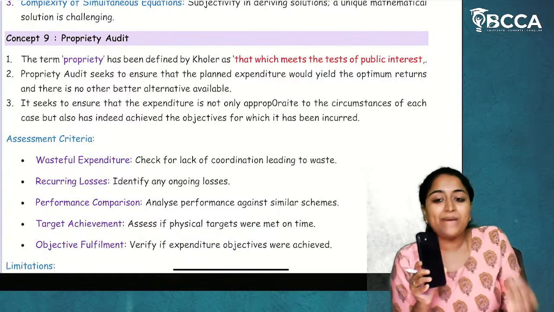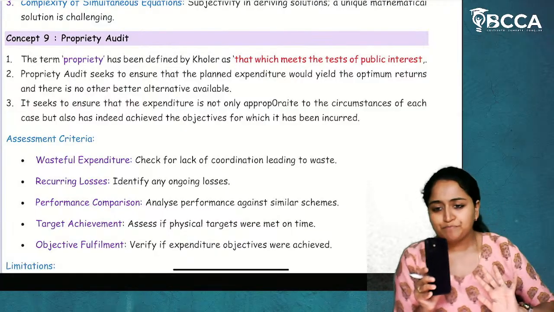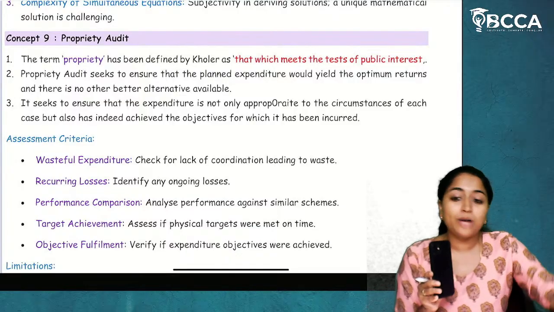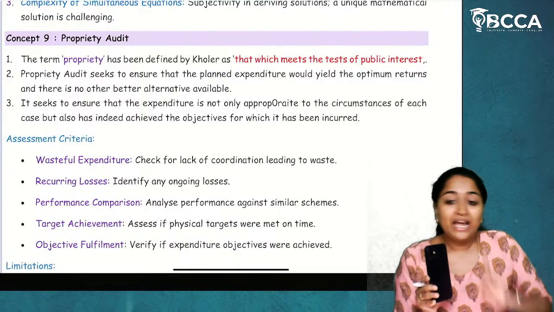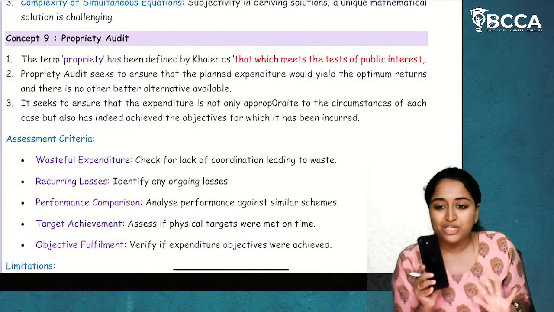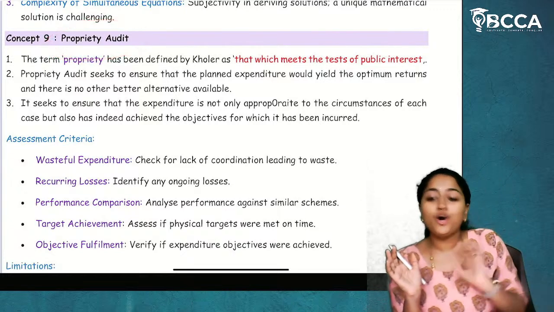So if I am paying a price for a product, that should be the best price for it. If I am incurring a cost, that should be the best cost. There is no better alternative than that. If that's the case, then in the cost accumulation in the organization, the evaluation regarding that is called a proprietary audit.